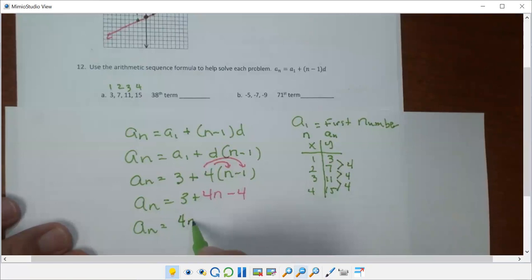So we'll say 4n. Now, you'll always have 2 numbers that'll be left over, and you're going to either add or subtract them. So if you look right here, I got 3, 3 minus 4, that's a -1.